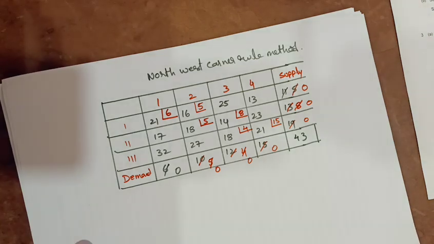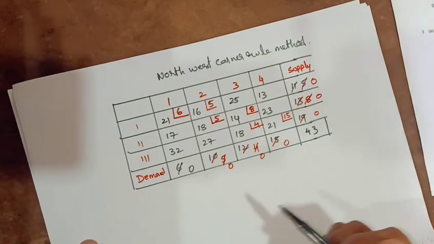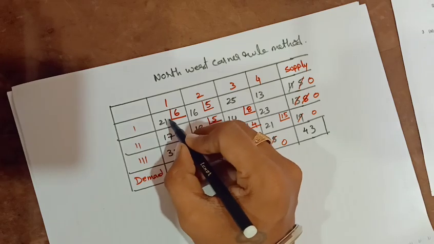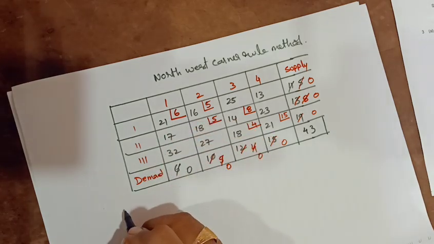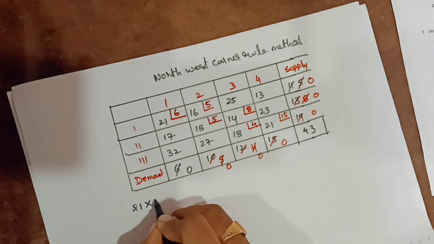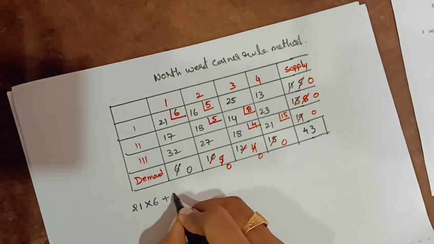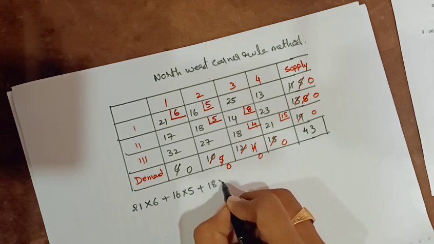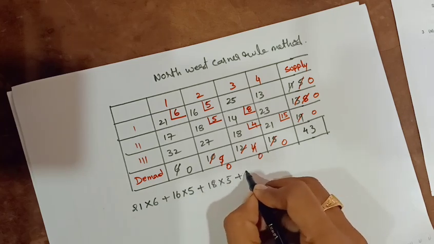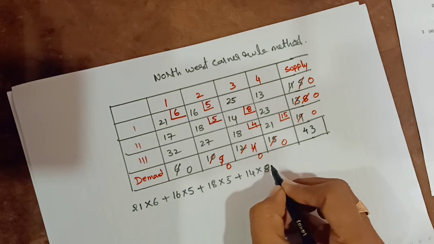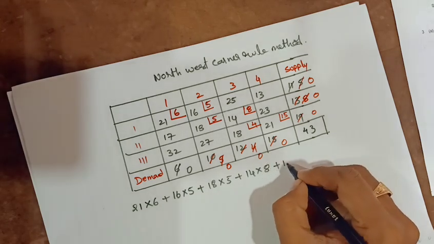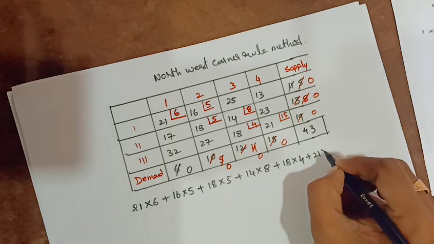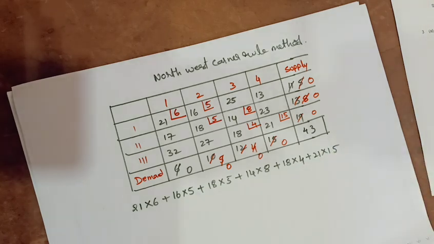So now we have to find out the initial basic feasible solution. So we have to multiply wherever the allocations are there. So 21 into 6 plus 16 into 5 plus 18 into 5 plus 14 into 8 plus 18 into 4 plus 21 into 15.